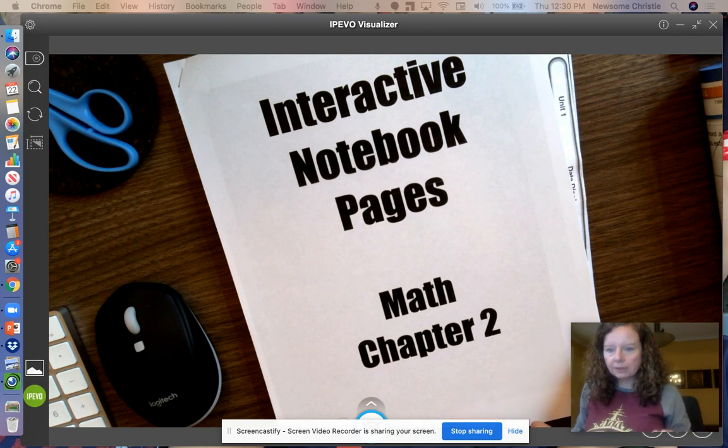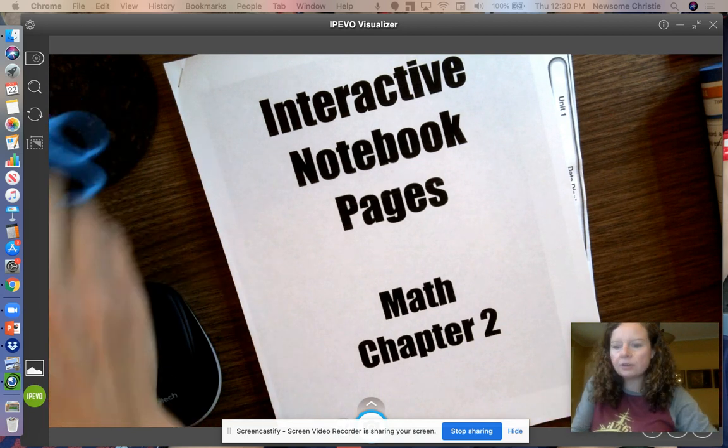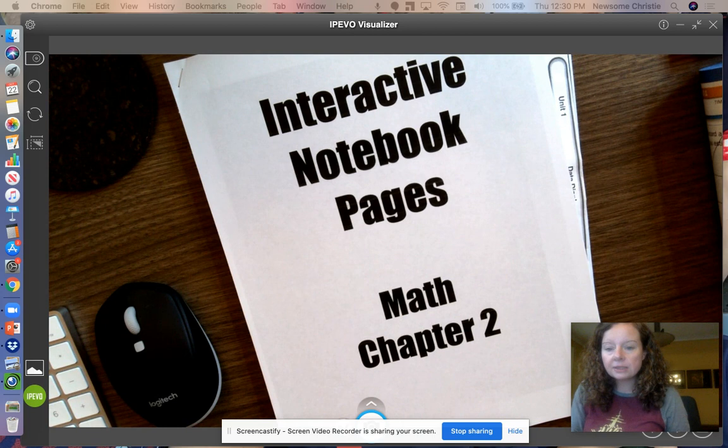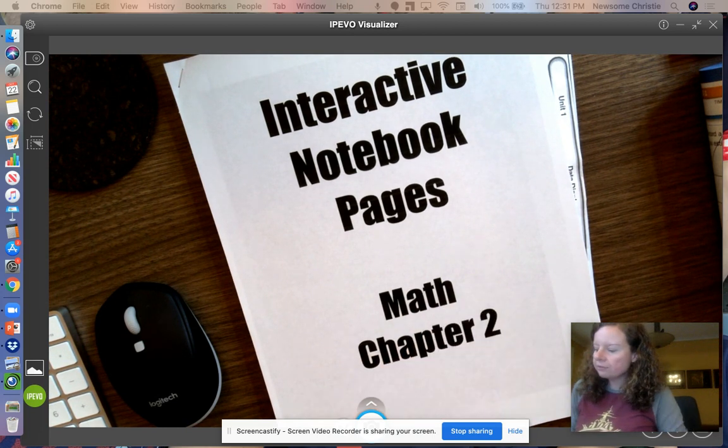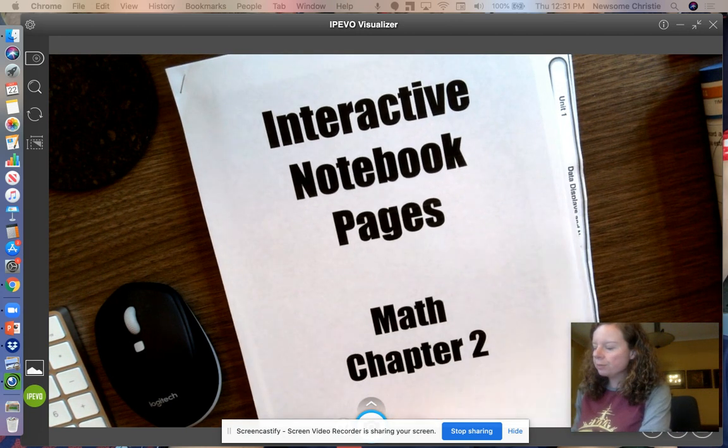Hello, sixth graders. So today we're going to tackle lesson 2.2, which kind of goes with yesterday's lesson of greatest common factor, but it's called least common multiple. Okay, we're going to put something in our interactive notebook. So we're going to our interactive notebook pages.